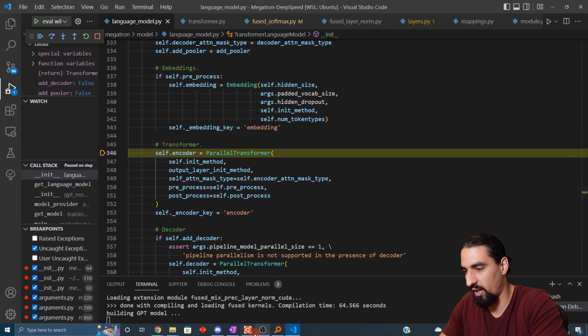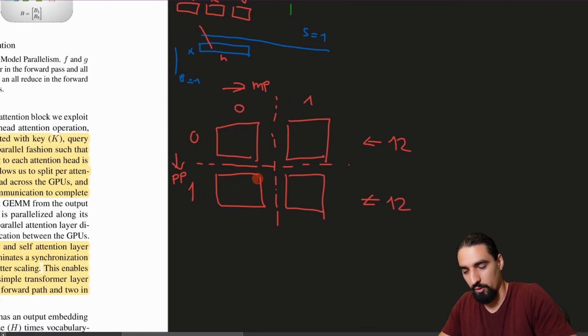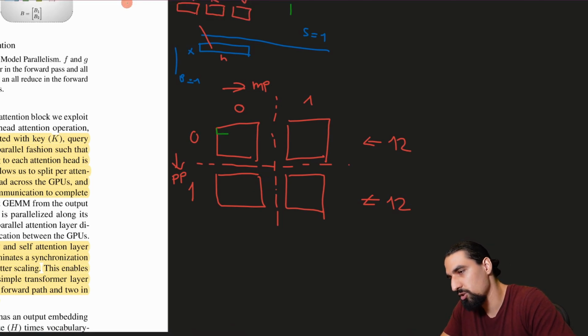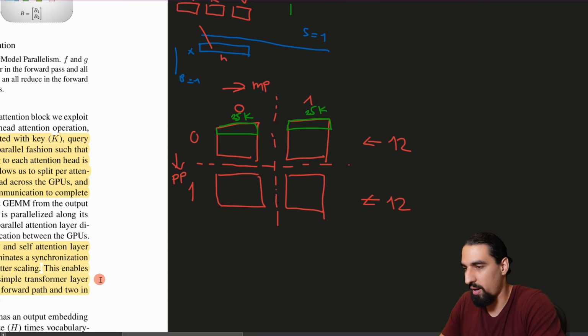Now let me just update the diagram here. I think this is going to be useful. So let me just take some different color. We have the embedding table currently placed like this. So we have an embedding table here, and we have an embedding table here. And the size here is 25K, and the size here is 25K as well. Okay, let's now go back to the code.